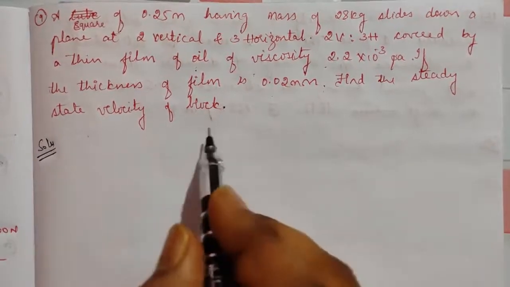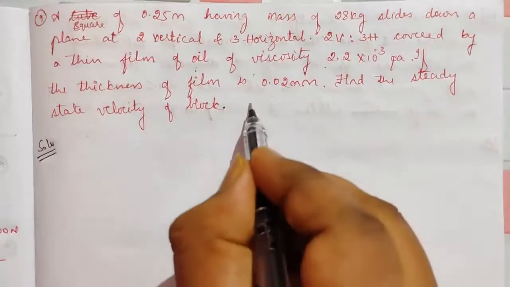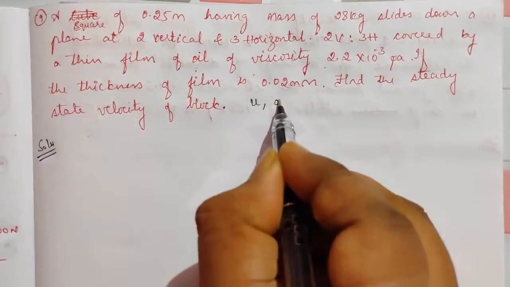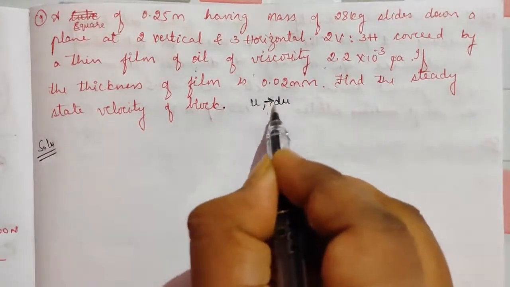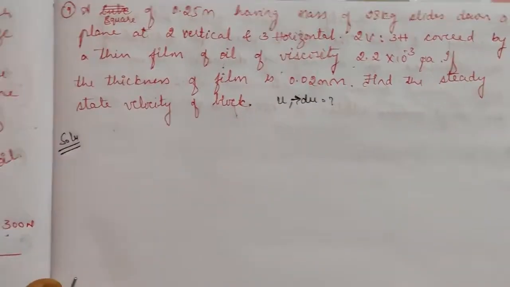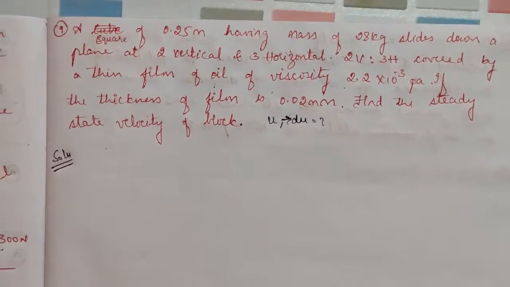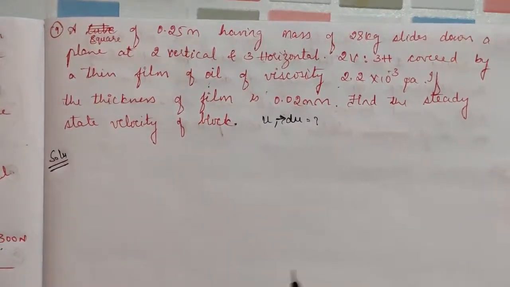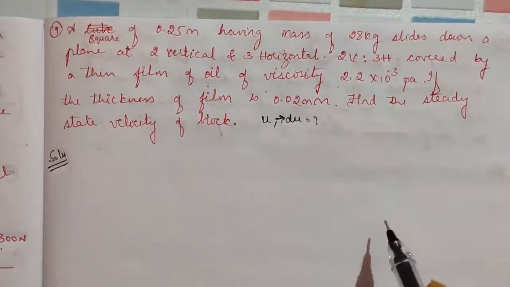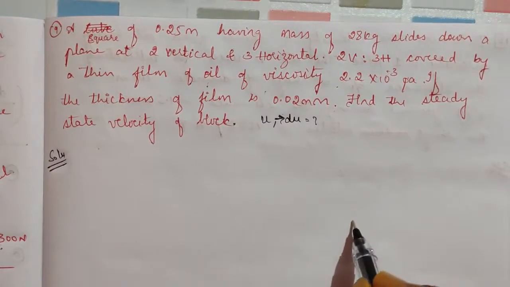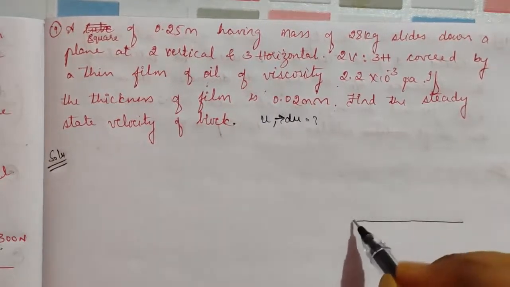So here they are asking what steady state velocity means. That is u, or else you can take it as du. We need to find the steady state du. Okay, so if I take the diagram, it will be like this, same as the previous one only.